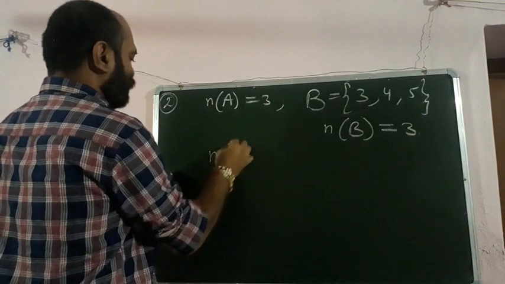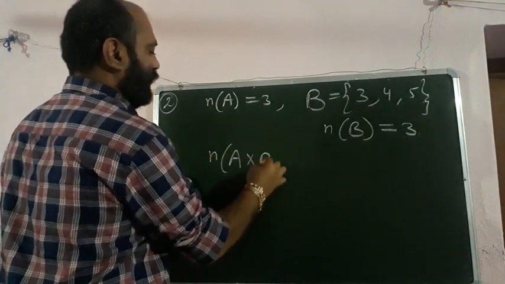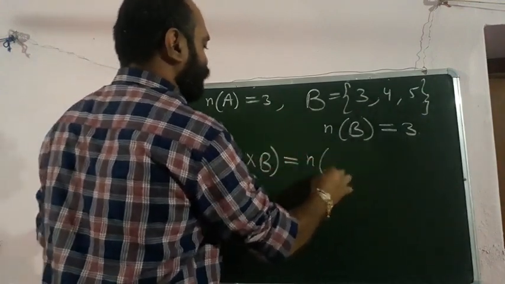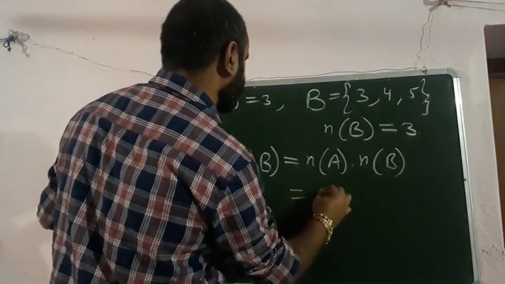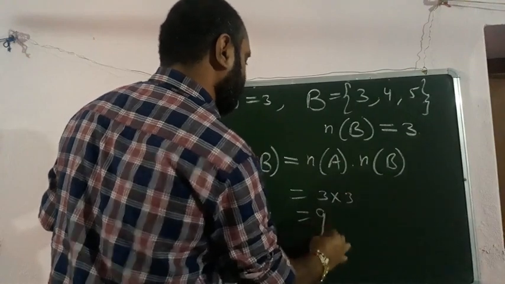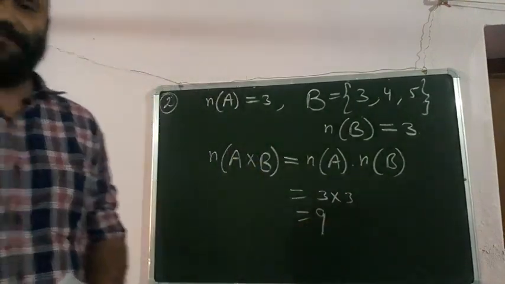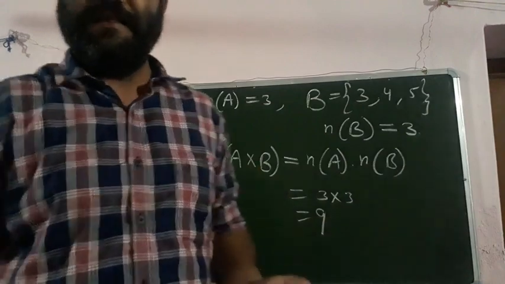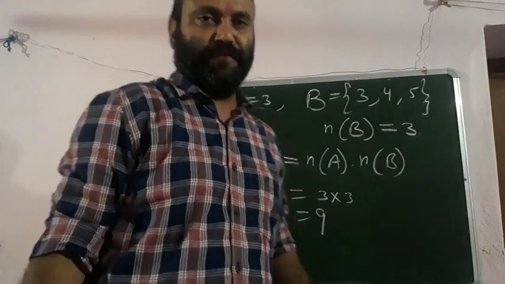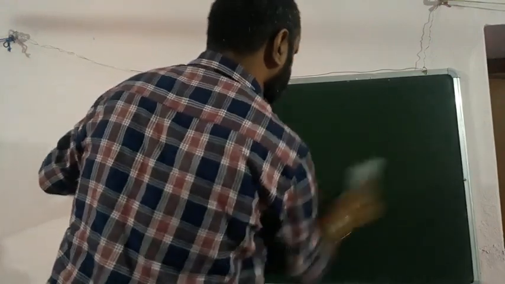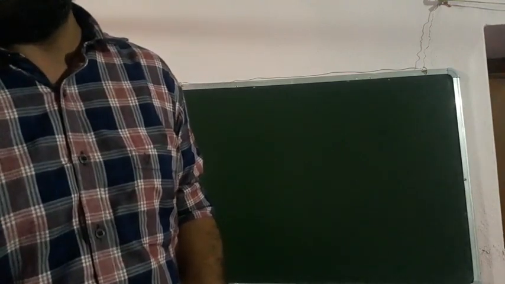As the question asks you to find the number of elements in A cross B, you have the formula n(A) into n(B). So the answer is 3 into 3, that is 9. Clear? This is very easy. I think these questions are very easy to understand. So let us take the third question of this exercise.